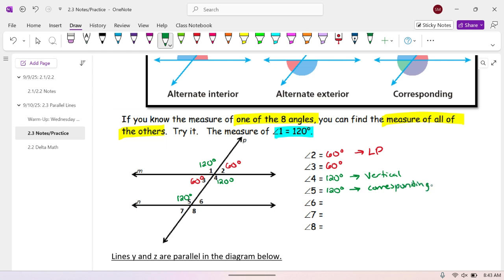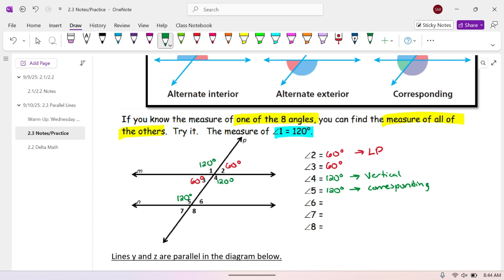And all of these that I'm writing out are in relation to angle 1. So when I say they're vertical, corresponding, or linear pair, I'm saying in relation to angle 1. Angle 6. Is there a direct relationship between angle 1 and angle 6?